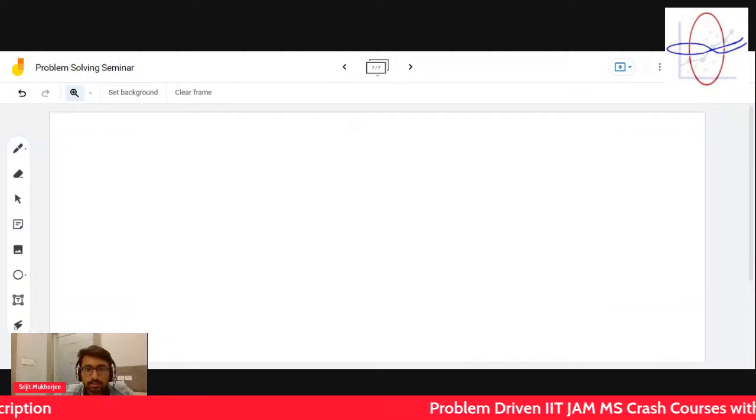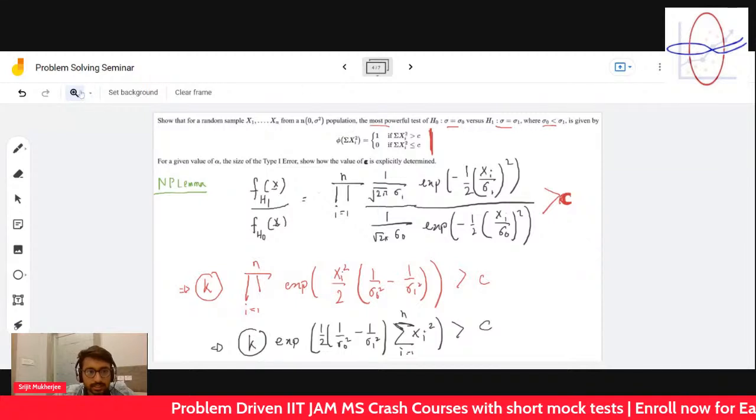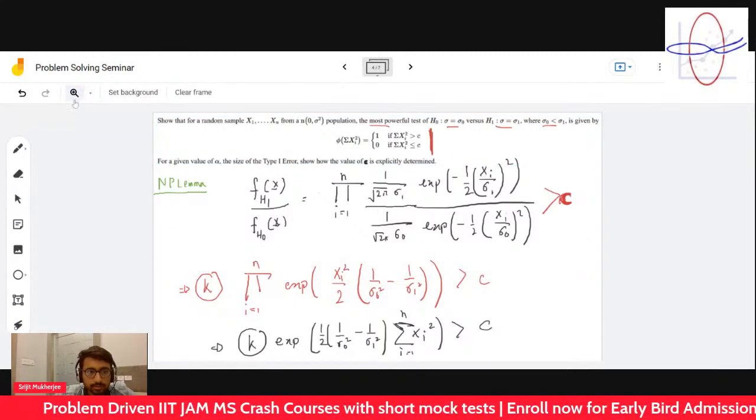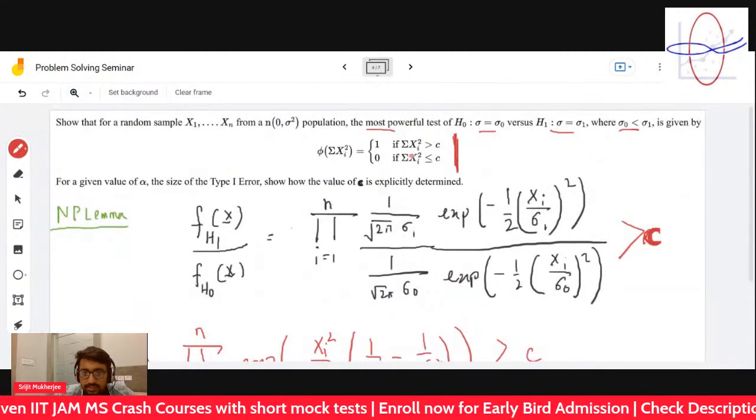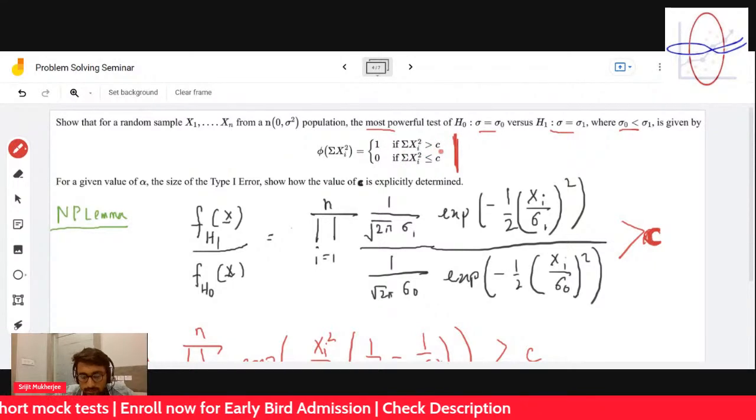So therefore you understood the rejection region. This is a phi: 1 means rejected, 0 means not rejected. It's 1 if this is greater than C, which is natural since this is greater than 0, sigma naught.